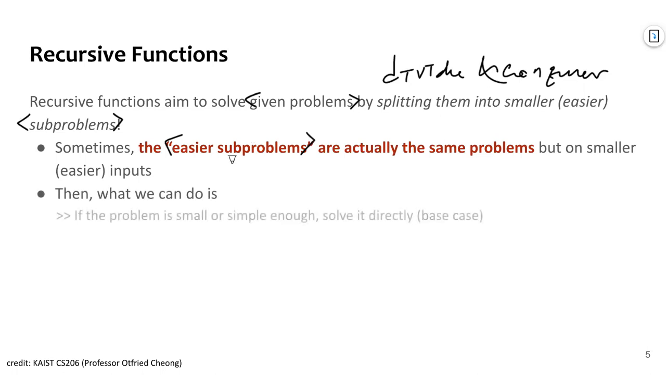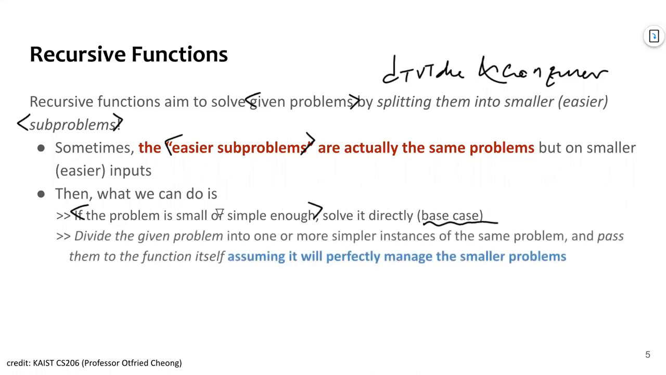If the problem is small or simple enough, then we solve it directly. This is called the base case in computer science and recursive functions. And if the given problem is not small enough, then we divide it into one or more simpler instances of the same problem, and pass these smaller problems to the function itself, assuming that it will perfectly manage the smaller problems.